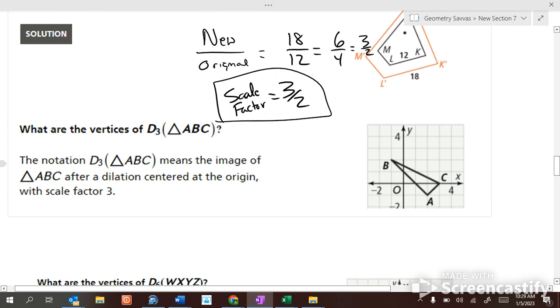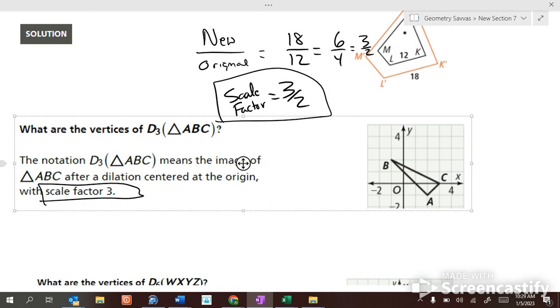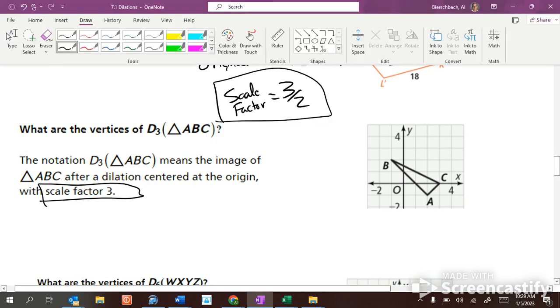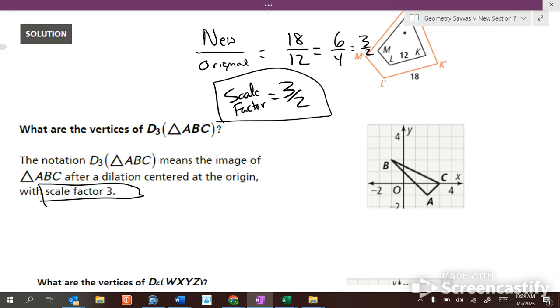All right. Next, here's ABC. You have a scale factor of 3. The new shape, if it has a scale factor of 3, do you think it'll be bigger or smaller? Bigger. Okay, because it's 3, you're multiplying each thing by 3.